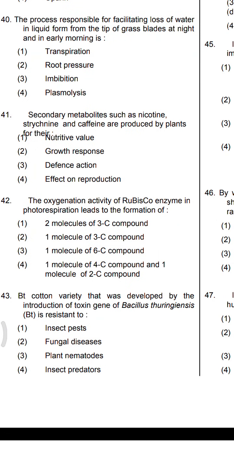42nd question. The oxygenation activity of rubisco enzyme in photorespiration leads to the formation of 1. 2 molecules of 3C compound, 2. 1 molecule of 3C compound, 3. 1 molecule of 6C compound, 4. 1 molecule of 4C compound and 1 molecule of 2C compound.